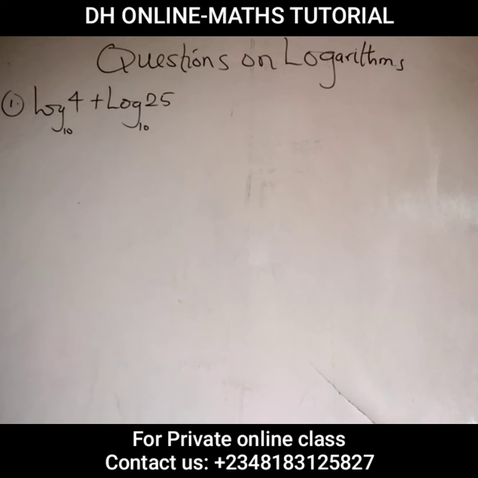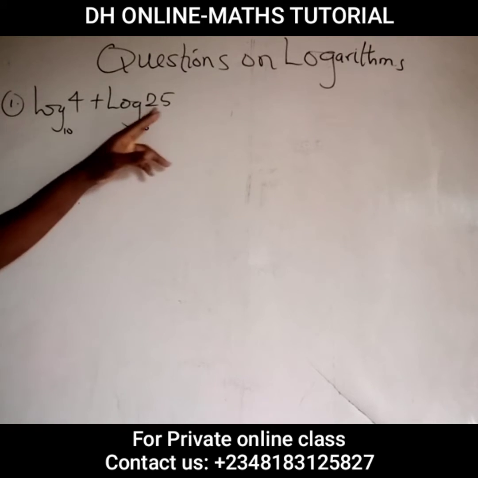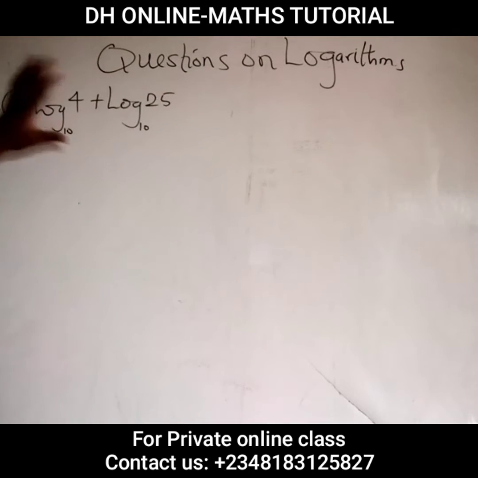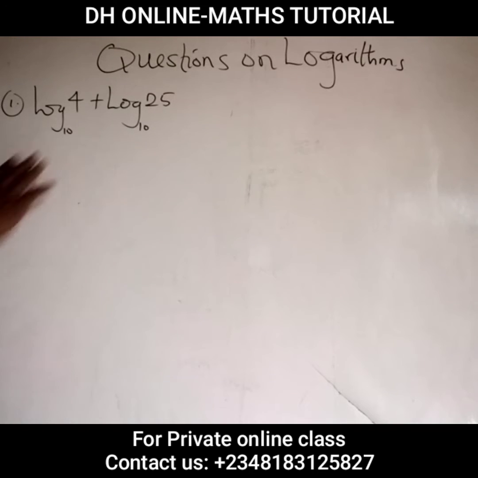So here we have this question. We have log 4 to base 10 plus log 25 to base 10. So what do we do here? This logarithm question is under the laws of logarithm. What we note here is that we have a plus. The law says that addition will become what?